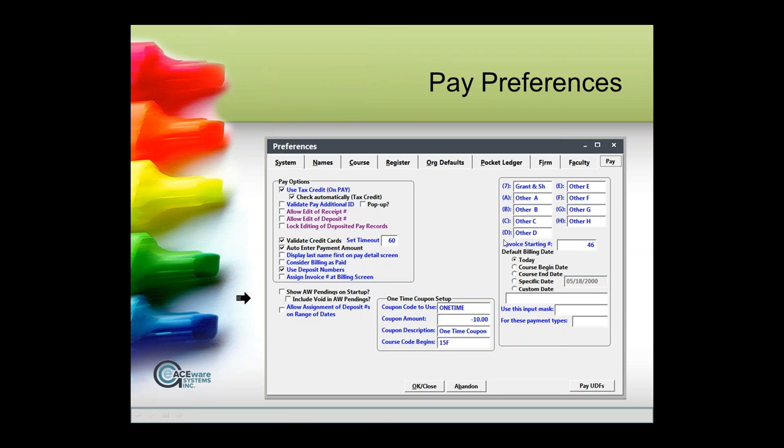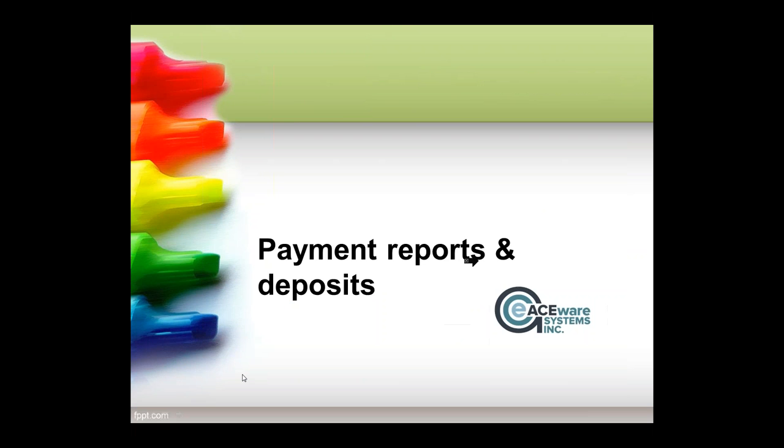Pay preferences, again, we talked about setting options up. There are some things that you can set: the payment number, use deposit numbers in reporting, we'll talk about it in a bit, invoice number at deposit screen, at billing screen, how you want the pay detail displayed, payment of credit cards, user-defined payment types, et cetera. This is all part of your pay preference.